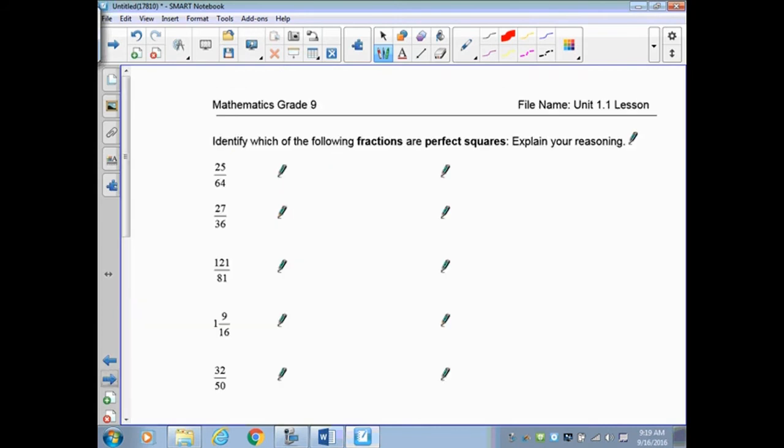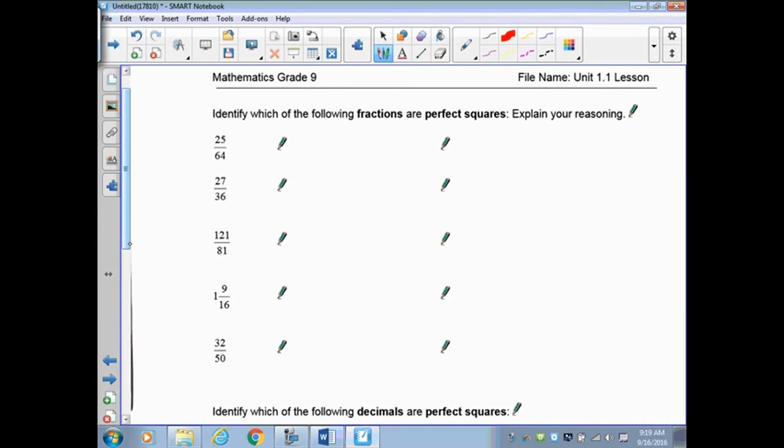So here we go. What I want you to do: here are a bunch of fractions. I want you to identify which one of these fractions are perfect squares, and I want you to give me the reason for it. All right, so take a look, pause the recording, and do these examples.